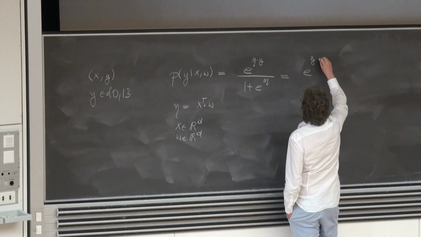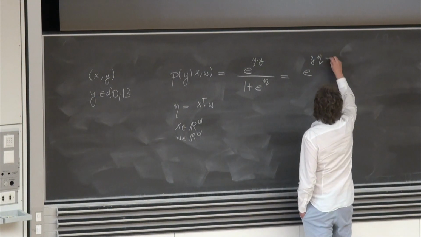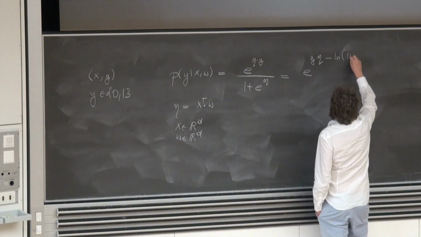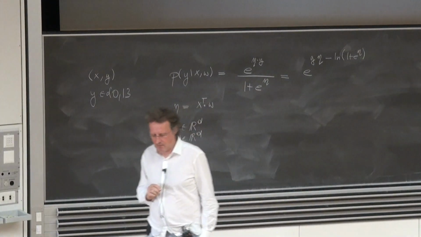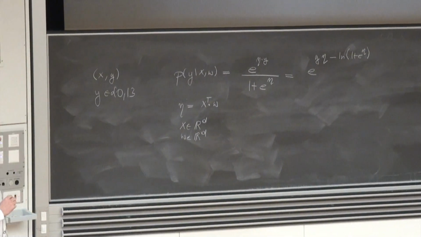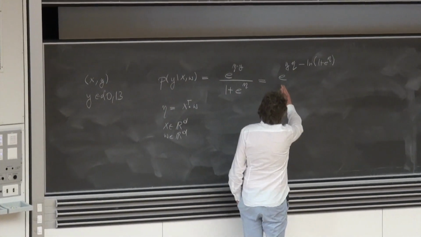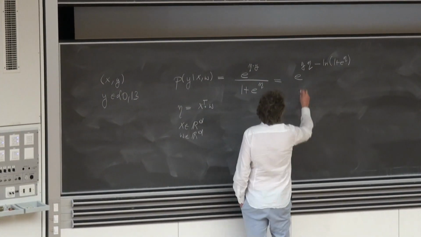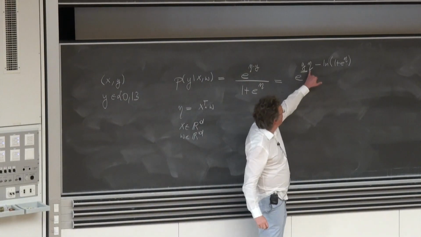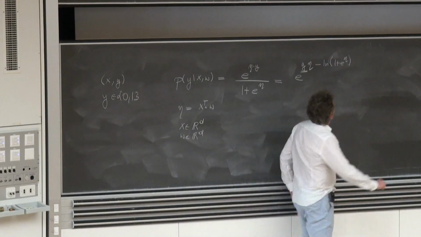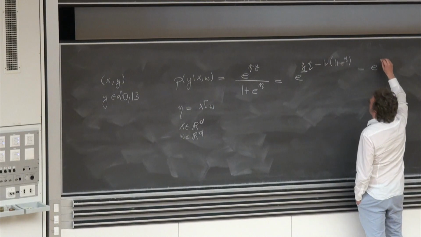So I want to write it as y times eta, and then I still have this factor here, minus the log of 1 plus e to the eta. Okay, so I'm just going to write it in this particular form. That's, of course, just an equality. I haven't really done anything. But what we will see is a distribution that has this particular form. So here y is the variable, and then we have some parameter eta, and then we have some normalization constant.